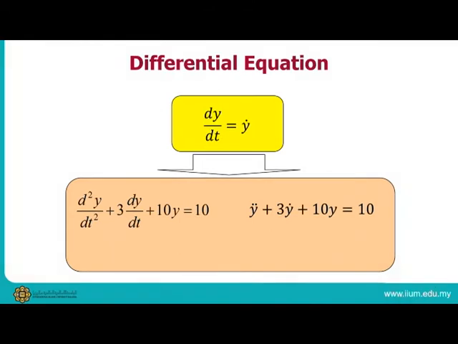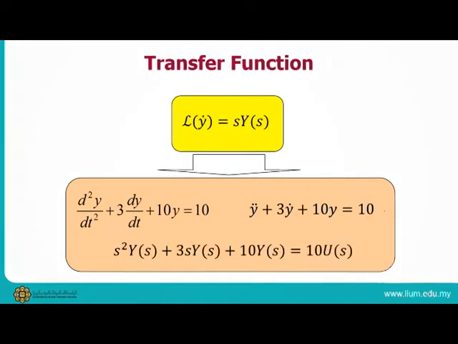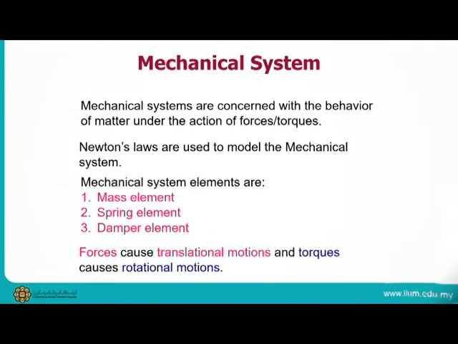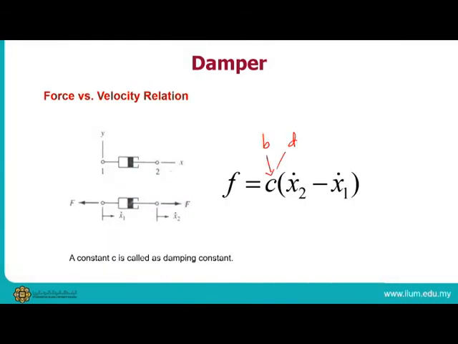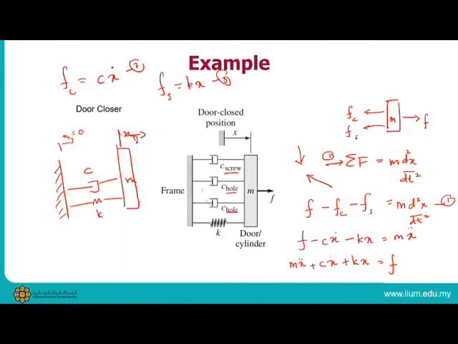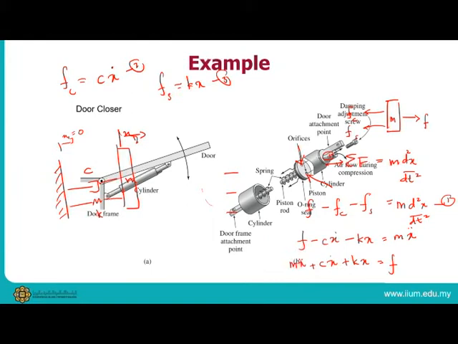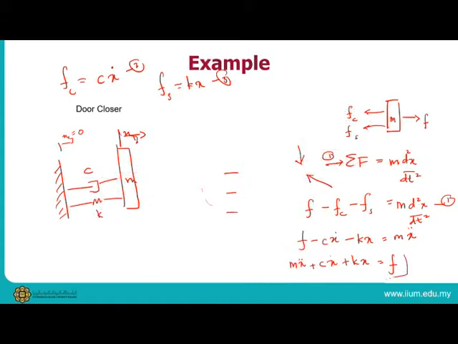In the differential equation here, you've got y dot plus 3y plus 10y equal to 10. So this is the kind of representation for this system, for this mechanical system with the damper, and there's a spring as well inside here. So this is the answer for the differential equation.